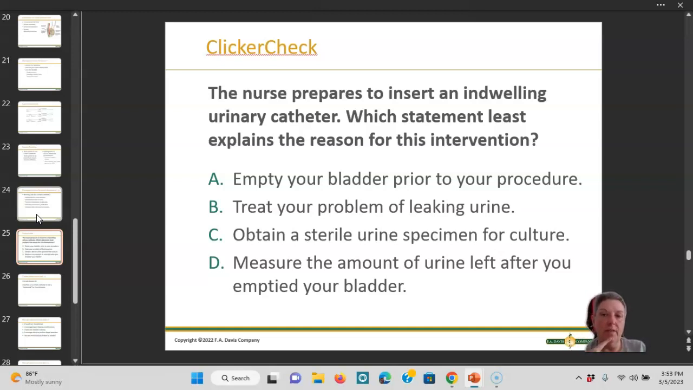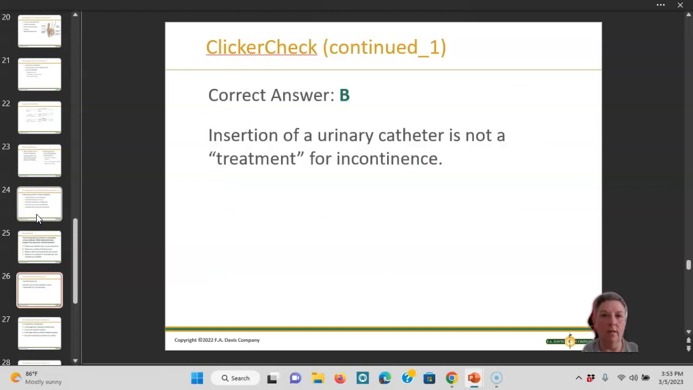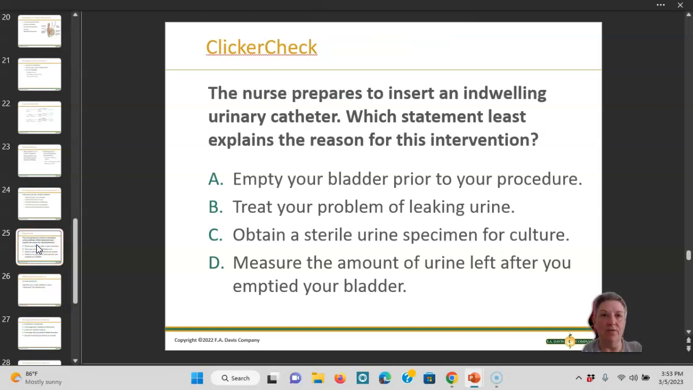Obtain a urine specimen for culture. That's a straight cath. Measure the amount of urine left after you empty your bladder. That's a straight cath. Okay, so that's how they're trying to trick you with this question. If you need a straight cath, you need a straight cath. If you need an indwelling urinary catheter, you're leaving it in there, hence indwelling. Okay, so watch how they're trying to get you. How are they trying to get you?